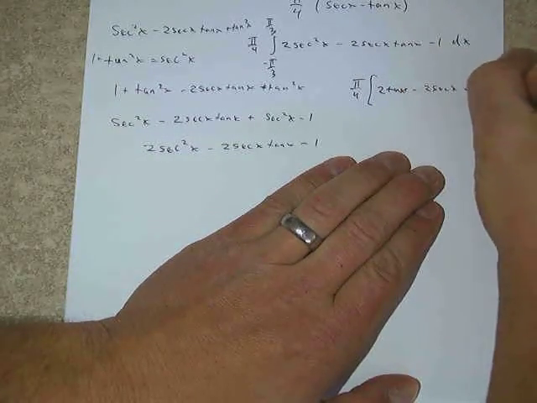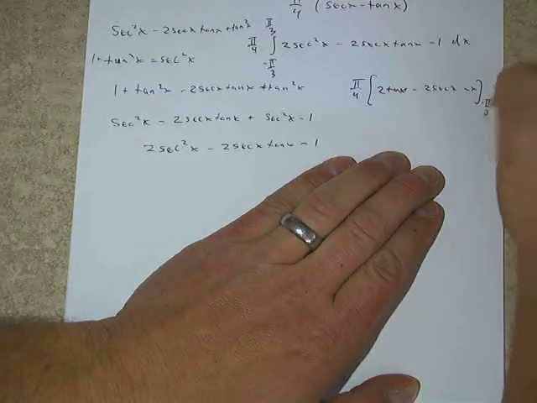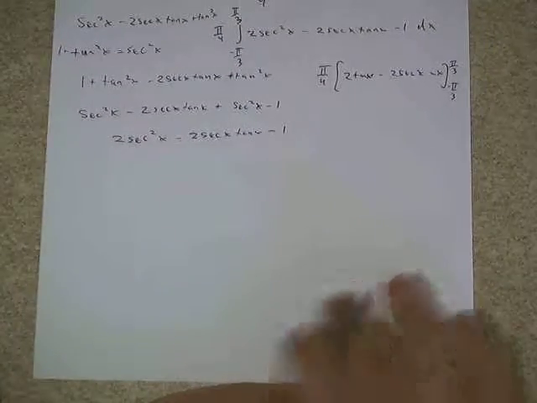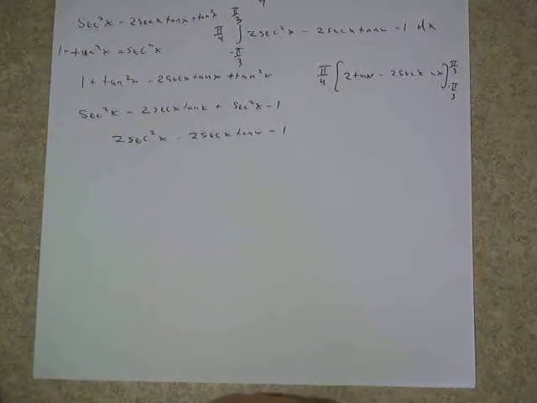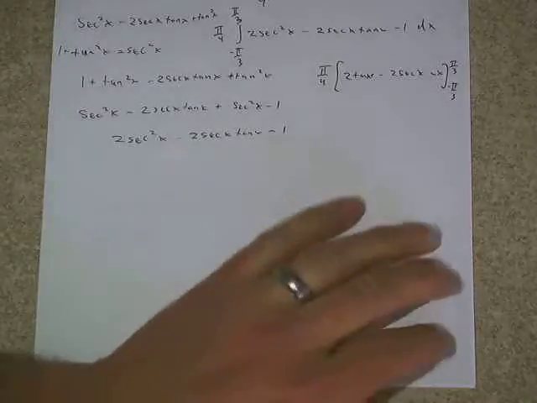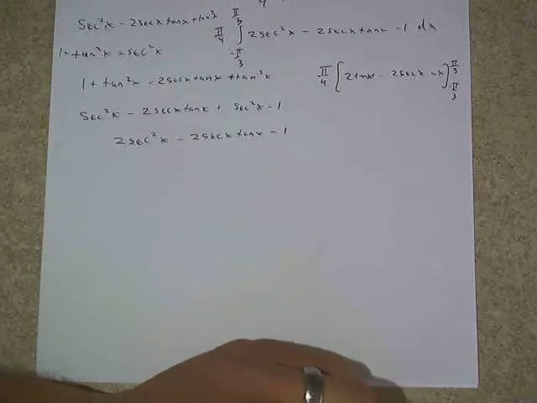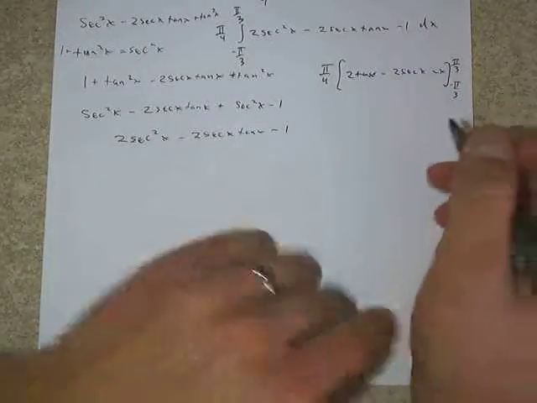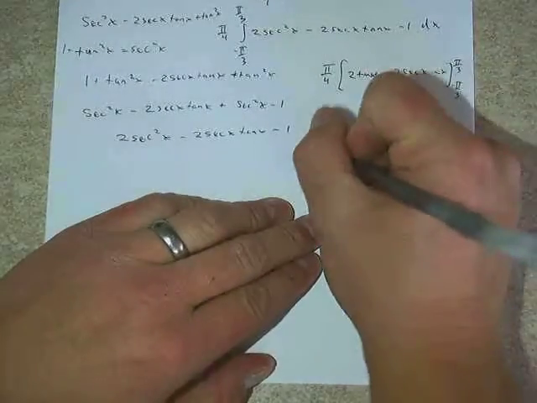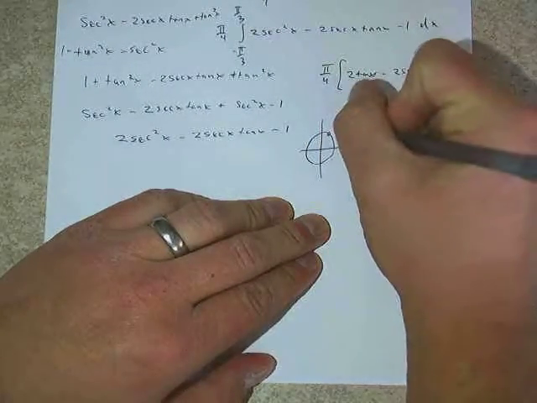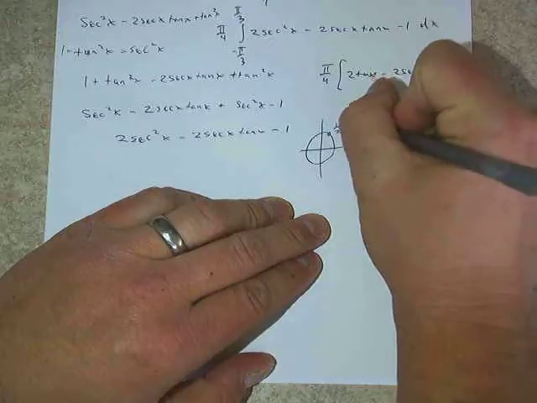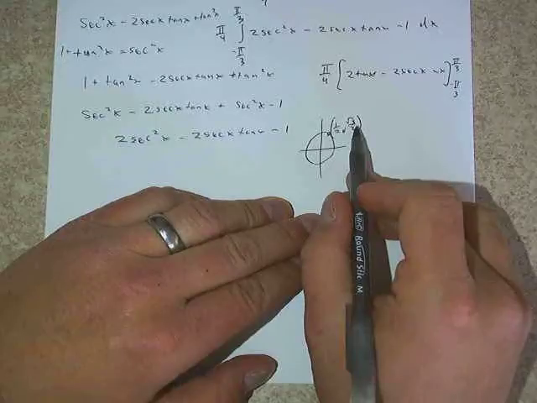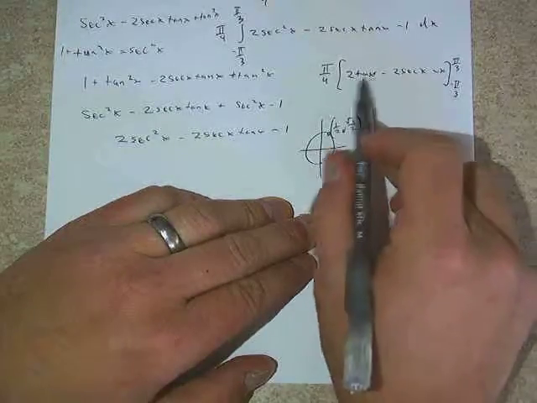So ultimately, again, this one, we could not anti-differentiate. So ultimately, in our integrand, we'll write 2 secant squared x minus 2 secant x tangent x minus 1 dx. And from there, like I said, we can anti-differentiate now. We'll have our pi over 4 out here. We'll have 2 tangent x minus 2 secant x minus x, from negative pi over 3 to pi over 3. Alright.